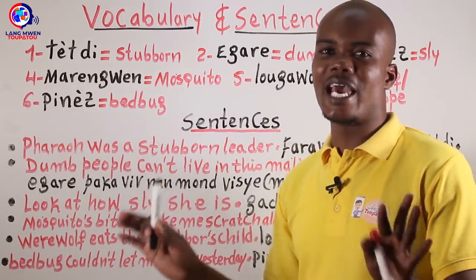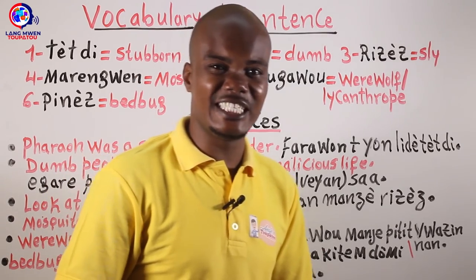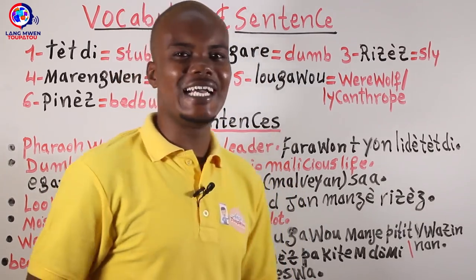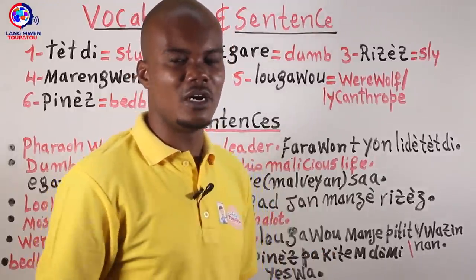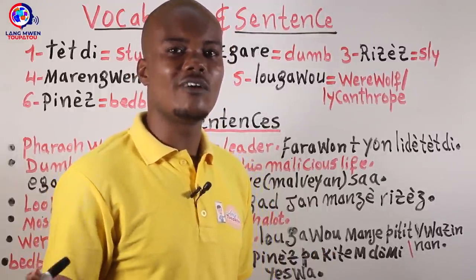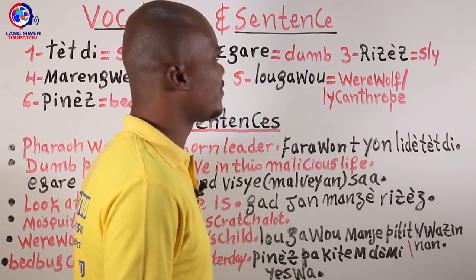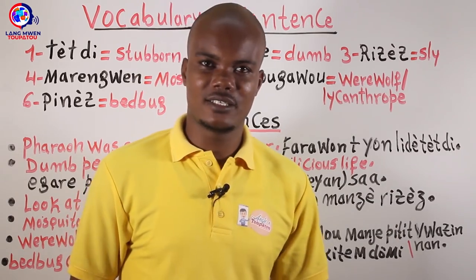You learn two vocabulary words now. Ou apren deux vocabulaire. Ou apren koman pou yo di tête, tête di. Ou di stubborn. Ou apren koman pou di égaré. Ou di dumb. Okay. The third one is rizez.